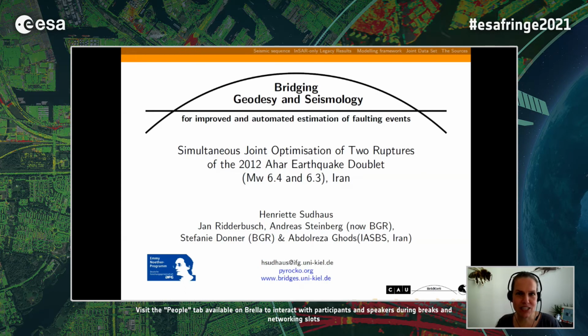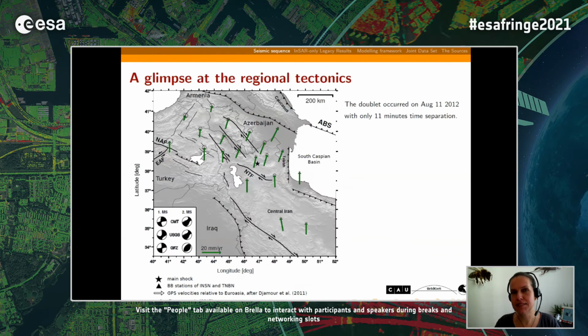Yeah, and then there's Andreas Steinberg and Jan Ridderbusch who have been working in Kiel on this earthquake. So thanks a lot for your patience. Next slide, please.